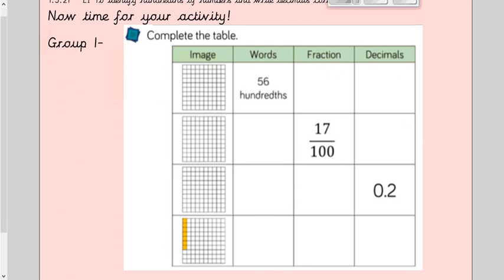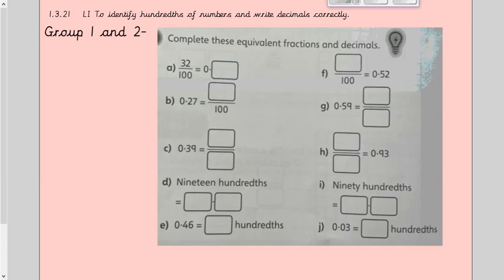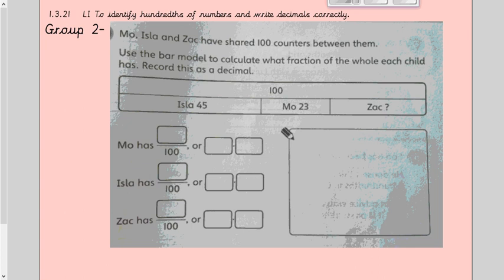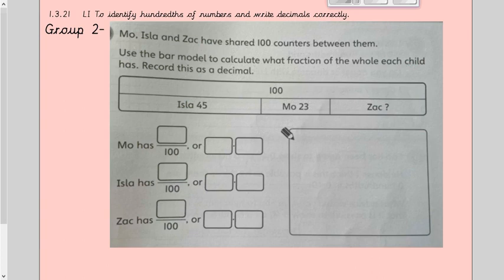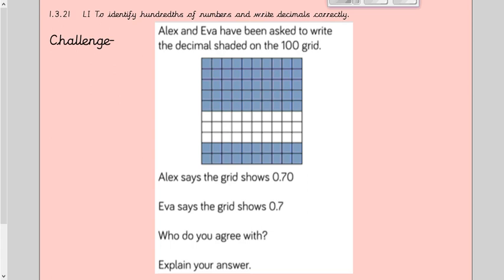So that's group 1. That's the second part of group 1. Group 1 and 2. Group 2. And the last one for group 2. There is also a challenge on the end as well. Once you've had a go at some of them, then come back to me and we'll go through the answers together.